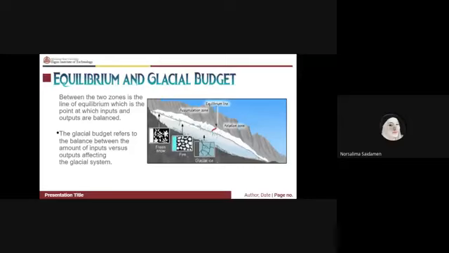How accumulation and ablation affect the glacial movement. The glacial budget describes how ice accumulates and melts on a glacier, which ultimately determines whether a glacier advances or retreats. A glacier's behavior depends on the balance between accumulation and wastage or melting.